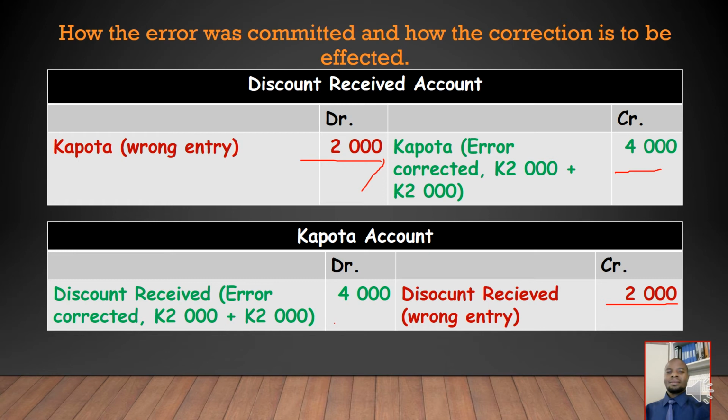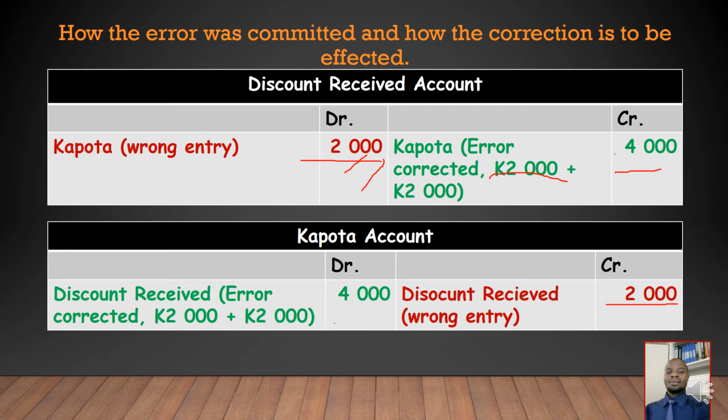So what shall we do to correct this error in the discount received account? We do so by canceling the first $2,000 that was made on the debit side by entering a $2,000 on the credit side. This will cancel the error, hence making the account to be at zero balance. Therefore, we now need to make an entry of the $2,000 that should have been there. Therefore, on the credit side, instead of entering a $2,000 only, we shall enter a $4,000.